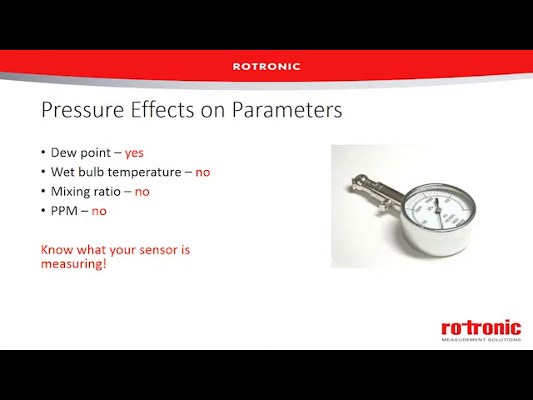So if I go to New York City and I have my brand new instrument, I take a measurement and I see a mixing ratio, it's going to be accurate. If I take that same instrument to Denver, where we're at 5,200 feet, and I take the same measurement, my mixing ratio is going to be wrong until I change that pressure input. So know what your sensor is measuring, and that's what we'll be talking about here in the next section.